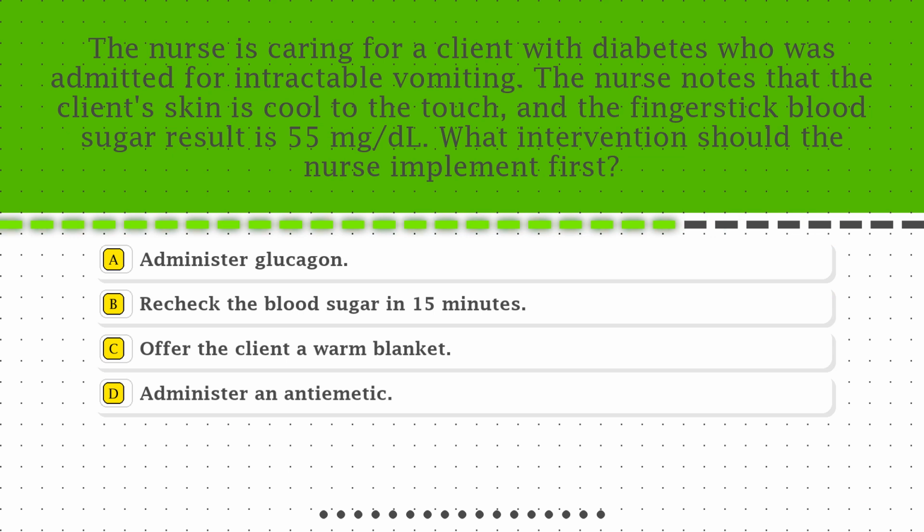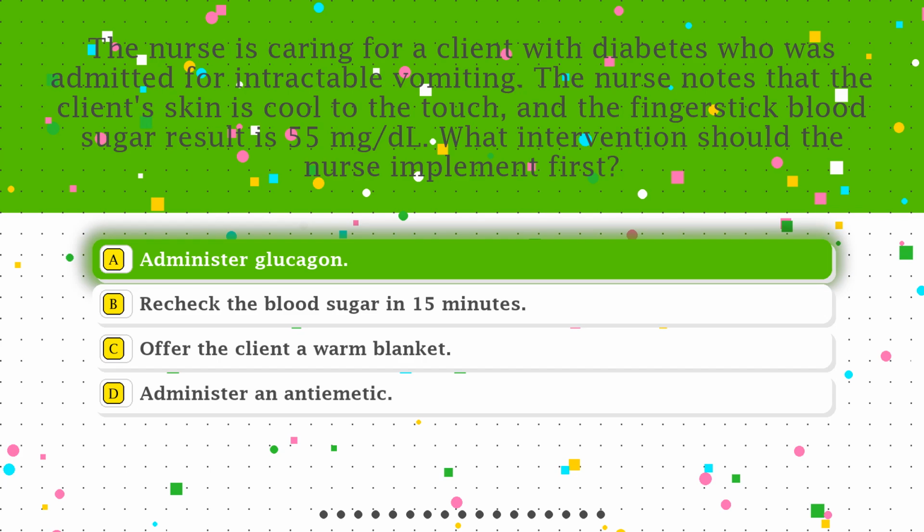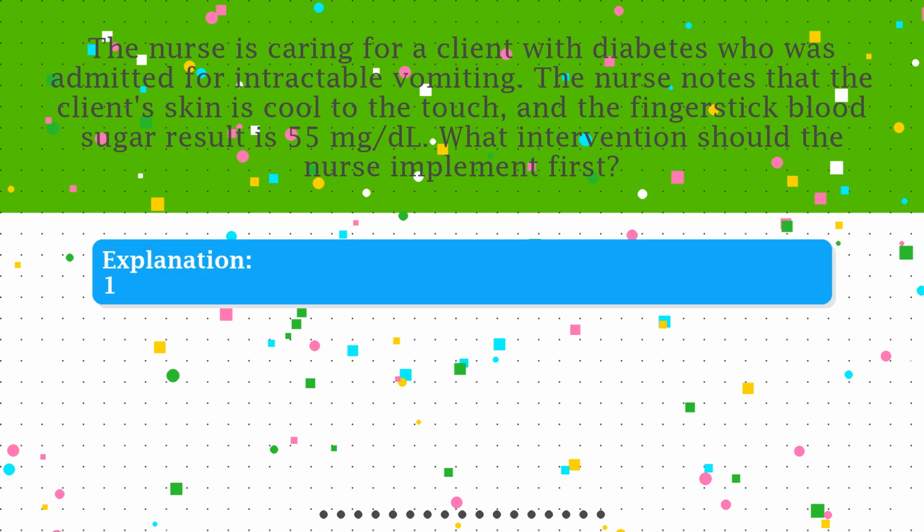Question 16. The nurse is caring for a client with diabetes who was admitted for intractable vomiting. The nurse notes that the client's skin is cool to the touch, and the fingerstick blood sugar result is 55 mg/dl. What intervention should the nurse implement first? Option A. Administer glucagon. Option B. Recheck the blood sugar in 15 minutes. Option C. Offer the client a warm blanket. Option D. Administer an antiemetic. The correct answer is option A. Administer glucagon.